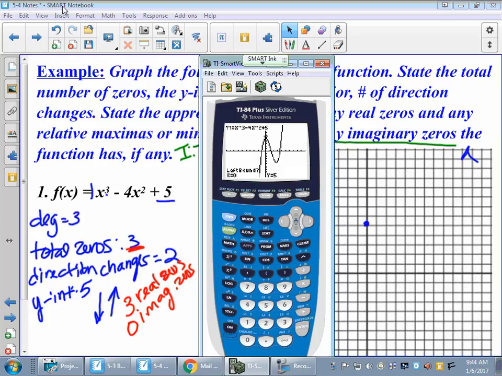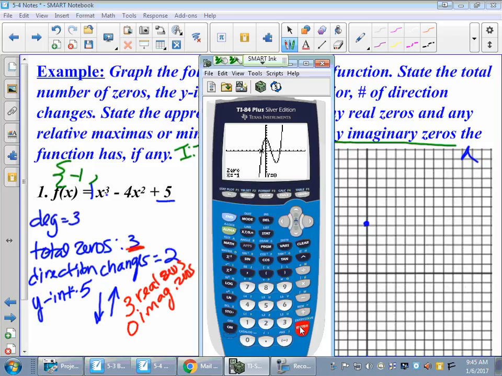So when I want to calculate 0, just let me go through that one more time. Second trace to calculate. I'm going to calculate the 0, choice 2. It's going to ask me 3 questions. Left boundary, we're going to go before the 0, which would be below the graph. So I want to put my cursor right below the x-axis and below the graph. Remember, from left to right, hit enter. Right boundary is after the 0 occurred, so above it. Hit enter, and it's asking me to guess, so I'll try to put it right on top of it. Hit enter, and I get -1, 0. Now, because it's a whole number, you probably could have just told me that. So my first 0 is -1.